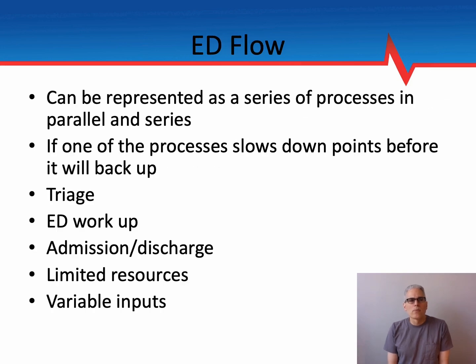Emergency department flow can be represented as a series of processes in parallel and series. Processes that are in series need to be completed one at a time before you can get to the next one, versus processes that run in parallel can run at the same time or at different stages of speed in the process. When you have processes that run in series and you have a process that slows down, points before that will back up.